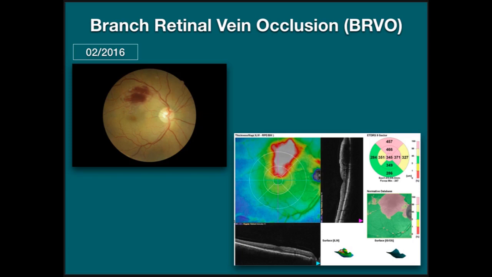This lady had cataract surgery about 2 months prior and then came in noticing a disturbance in her vision early in 2016, where she had a superior temporal branch vein occlusion with a significant amount of blood. If we have a look at the OCT en face image, we can see the location of the blood comes right down almost to the fovea. You can see the thickness map, significant edema.